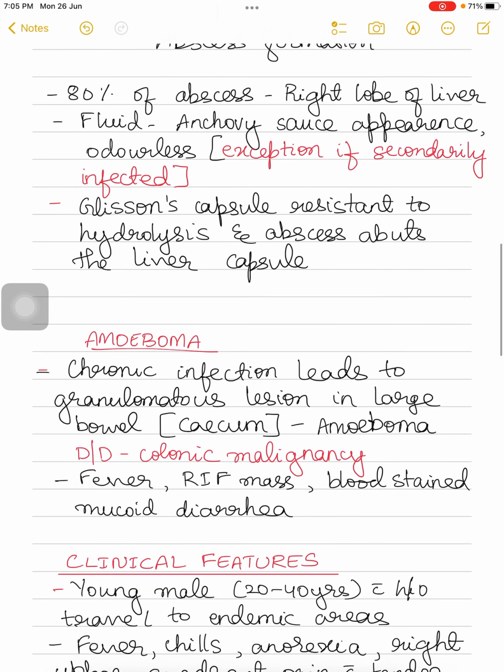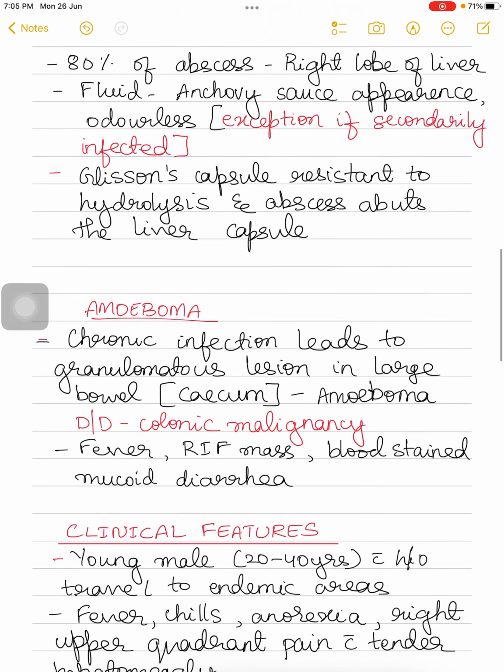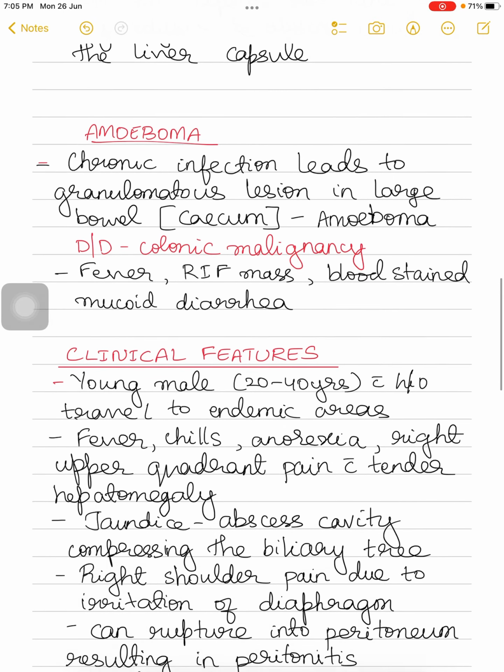Amoeboma is mainly due to chronic infection in the large bowel, which leads to a granulomatous lesion, and that is known as amoeboma. It usually presents with fever, right iliac fossa mass, and blood-stained mucoid diarrhea. The most important differential diagnosis is colonic malignancy, and colonoscopy is done to rule out malignancy.